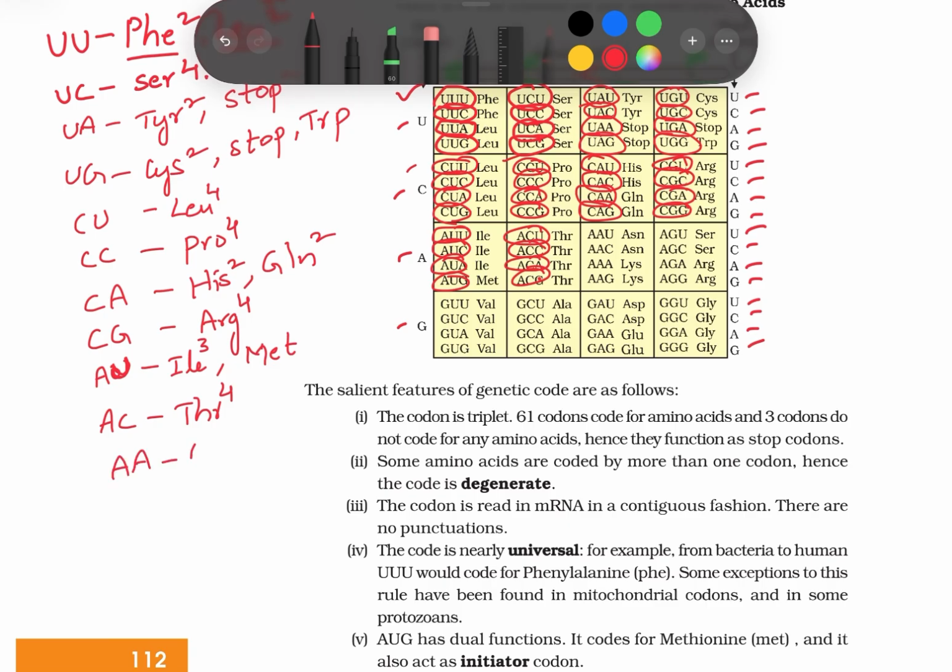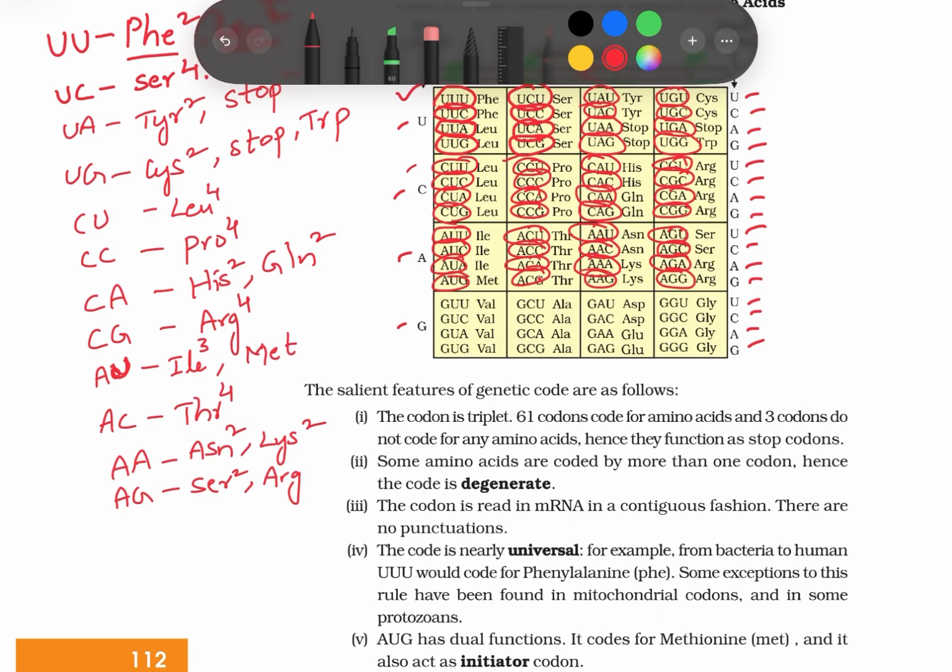Third box, AA. First two coding for asparagine, Asn, asparagine. Next two codons code for lysine. First two AAU, AAC. Next two AAA, AAG. Third box done. Fourth one, AG. First two code for serine. Next two code for arginine. First two AGU, AGC. Next two AGA, AGG. So last box also done in the third row.